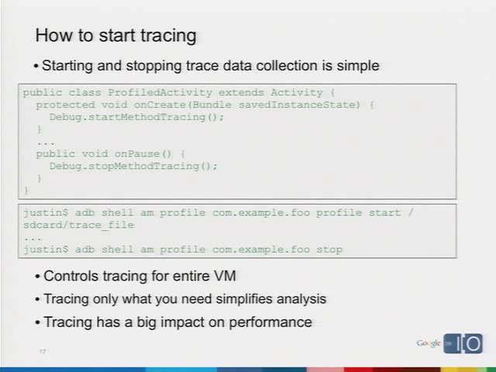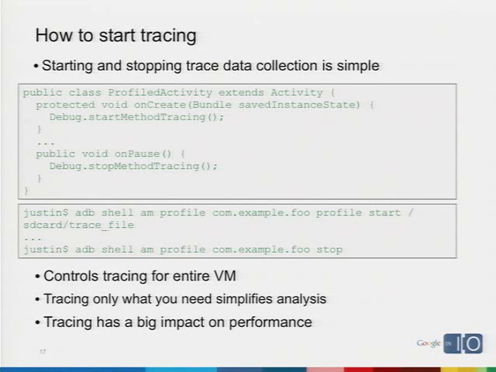And then you can also start it from the command line. The disadvantage there is that it's a less granular experience. If you want to trace just a small section in code, then you really want to start and stop method tracing in the code. But of course, the advantage of the command line is you don't have to modify the actual source and then remember to take that debugging code out.